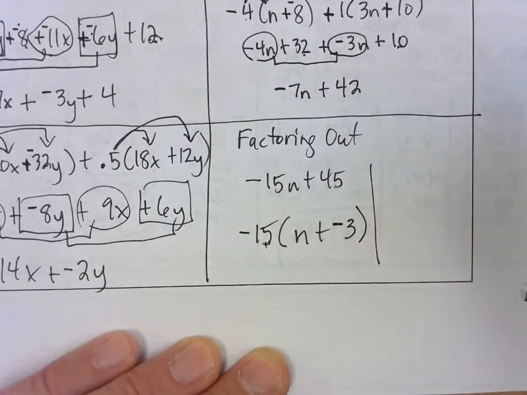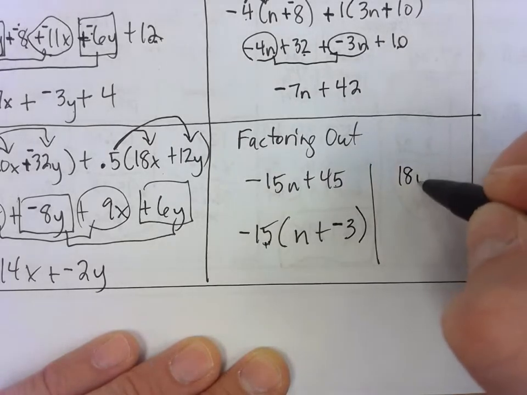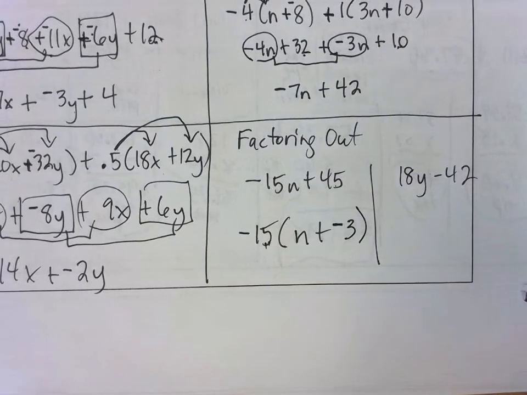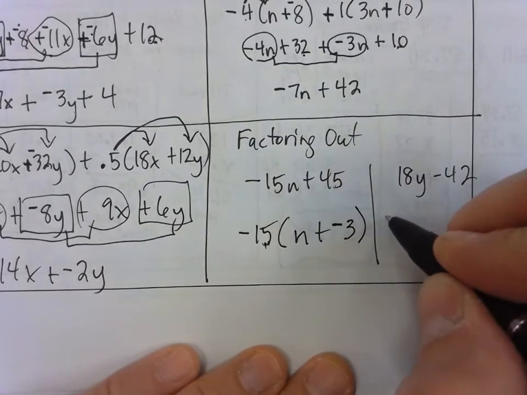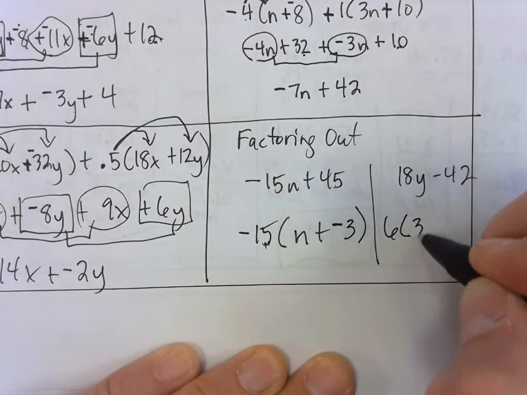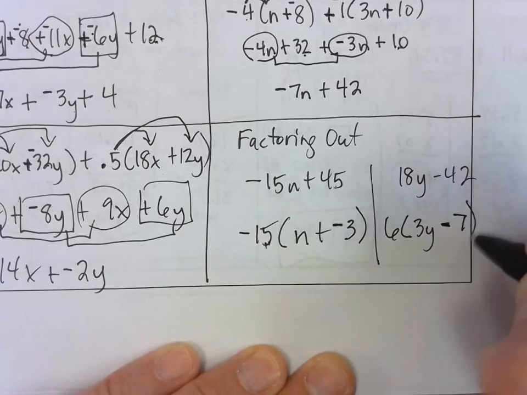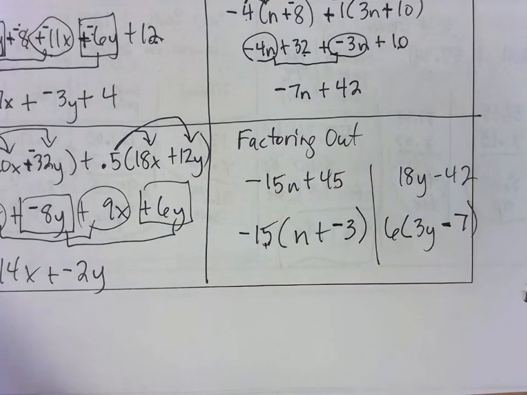And if I got one over here similar to that, if I've got 18y minus 42, my biggest number I can pull out of those there would be 6, I believe. So I'm going to put the 6 out there. 6 times 3y would give me 18y, and 6 times a negative 7 would give me negative 42. So that's how factoring out works.